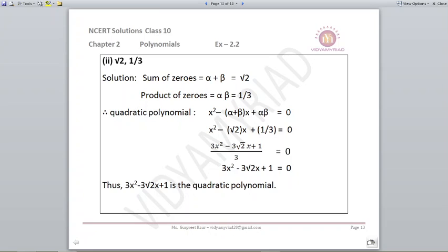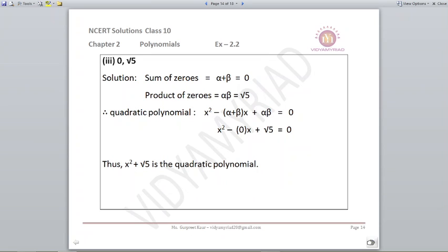Second, root 2 and 1 by 3. So root 2 is sum of zeros, alpha plus beta, and 1 by 3 is product of zeros, that is alpha beta. And the formula we have is x square minus alpha plus beta whole of x plus alpha beta is equal to 0. Now put the values in the equation. X square minus root 2x plus 1 upon 3 is equal to 0. Now take the LCM of 3 and frame your equation. Your required quadratic polynomial is 3x square minus 3 root 2x plus 1.